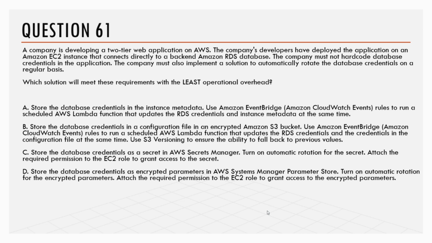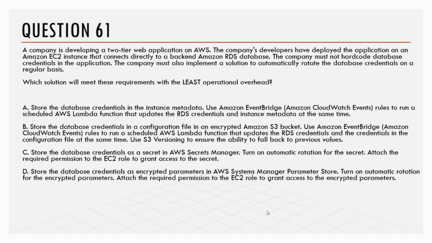A. Store the database credentials in the instance metadata. Use Amazon EventBridge CloudWatch Events rules to run a scheduled AWS Lambda function that updates the RDS credentials and instance metadata at the same time. Option B, store the database credentials in a configuration file in an encrypted Amazon S3 bucket. Use Amazon EventBridge rules to run a scheduled AWS Lambda function that updates the RDS credentials and the credentials in the configuration file at the same time.